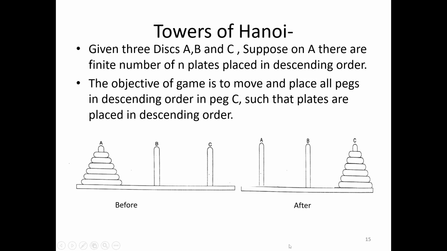Okay, so you'll be given this kind of situation. Initially, all these plates are arranged in the order of their size in pole A, the source, and you'll be moving that to C. After moving, this is the arrangement. This is the thing required. So we'll be bringing that recursion concept here: how we can make use of a recursive function to move all the disks.